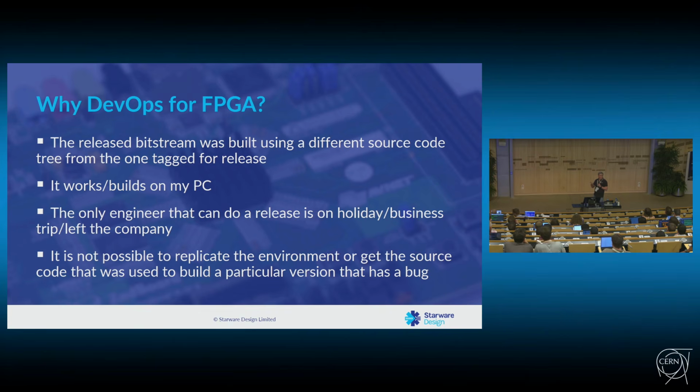And the last one is that it's not possible to replicate the environment or get the source code they wish to build for a particular version with a bug. So imagine after 5 years, someone contacts you, there's a bug in a particular version. And the first thing is, well, try to replicate the bug. Then you want to get the source code that you used to build that particular version. And you say, well, it was 5 years ago. What about using the latest and greatest version? The problem is there's no guarantee that the same bug is still in the latest and greatest version. Maybe there's just a different way to trigger that particular bug.